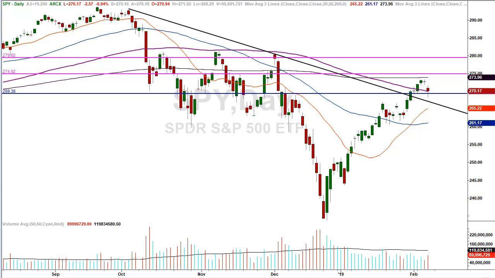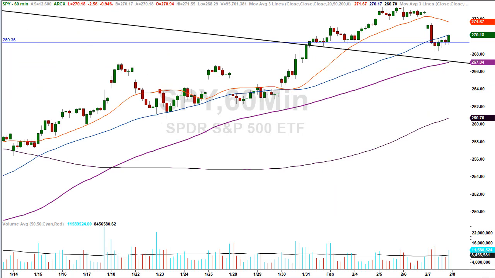There's your 269.36. Why is it blue? Because I chose blue. I just wanted it to be different than the other two lines up there. We're going to use it for a different purpose. Now, we go down to an hourly chart, which is a fractal of a daily chart.